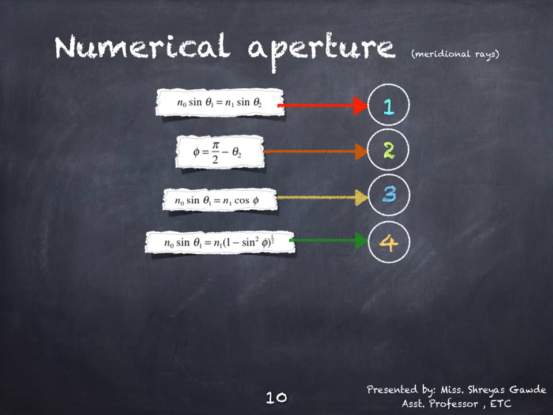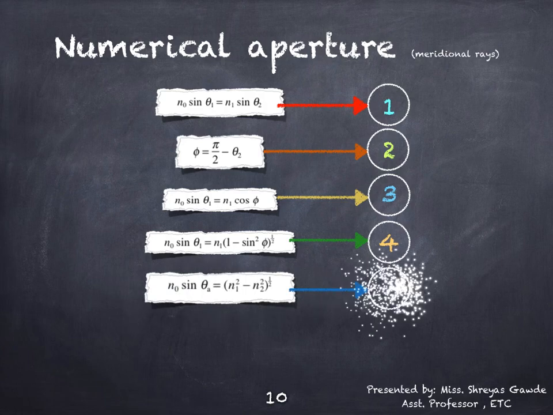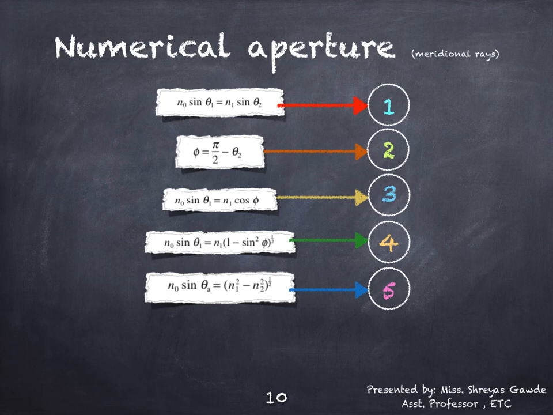Now, assuming the limiting case for total internal reflection, phi becomes equal to the critical angle of the core cladding interface, and it is given by sine of phi c is equal to n2 by n1. Using this equation and also assuming in this limiting case that θ1 now becomes the acceptance angle for the fiber, that is θa, and substituting these two assumptions in the previous equation, that is equation 4, we get n0 into sine of θa is equal to n1 square minus n2 square the whole raised to half.